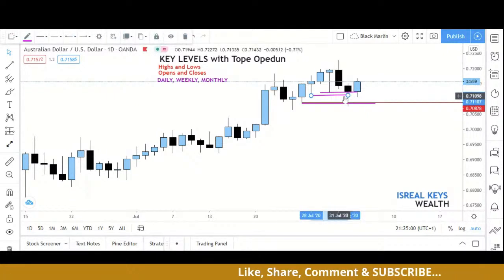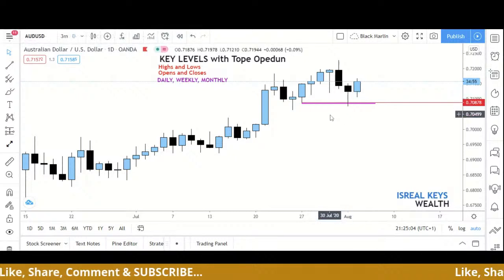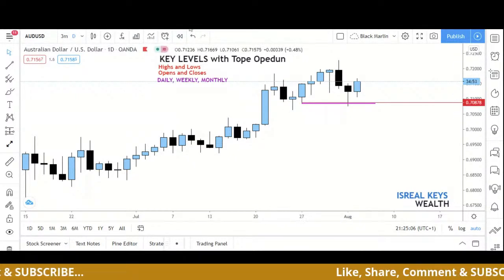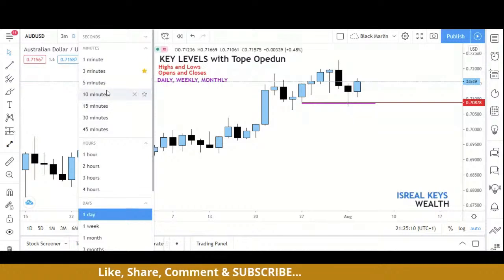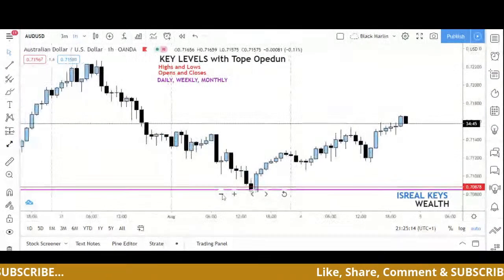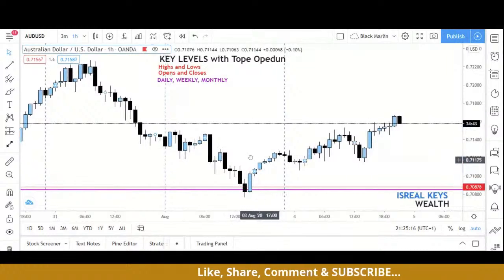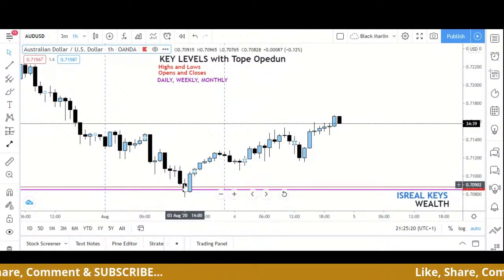So we'll take the lowest point there. Now at that low, if you decided to drop to a lower time frame, let's go to H1 first to see if we have anything on H1. And if you can see on H1, at that very key level, look what happened. We have an H1 engulfing.